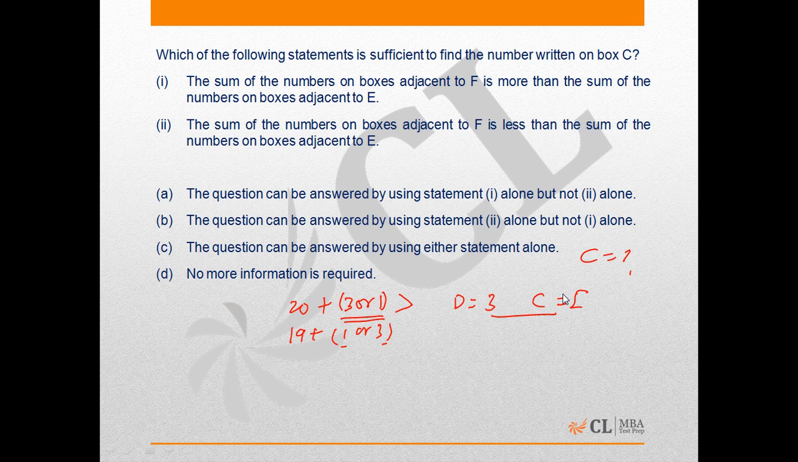Now come to the second statement. In this statement it is given that the sum of the numbers on boxes adjacent to F is less than the sum of the numbers on boxes adjacent to E. We can proceed in a similar manner and we'll get reverse result, that is, in that case D will be 1 and C will be 3. Therefore either of the statements alone is sufficient to answer the question, which is option 3.